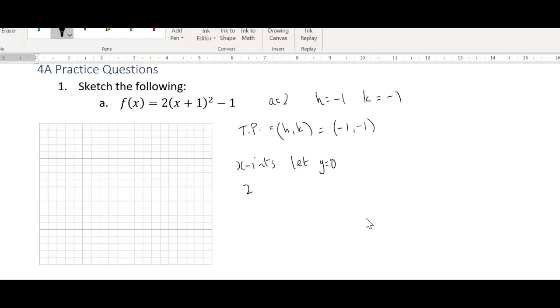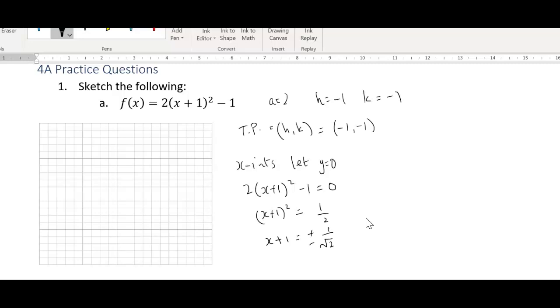So we're just going to do 2(x plus 1) squared minus 1 equals 0. And then we just solve. I'm going to skip a few steps. So I've brought that 1 over and then divided it by 2. And then I'm going to take the square root of both sides. So I'm going to have a positive and negative 1 on root 2.